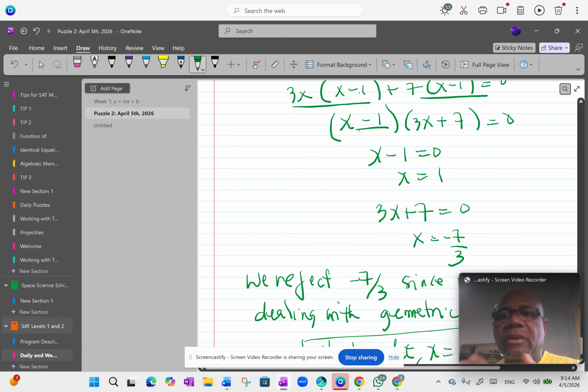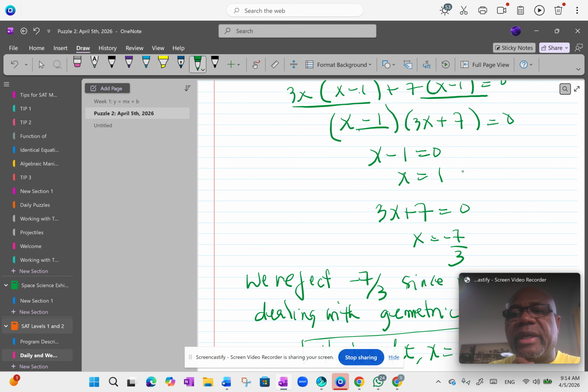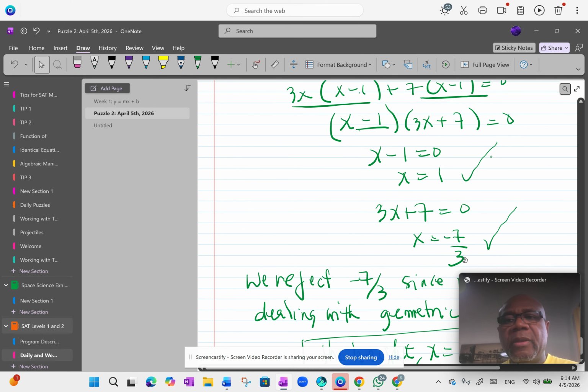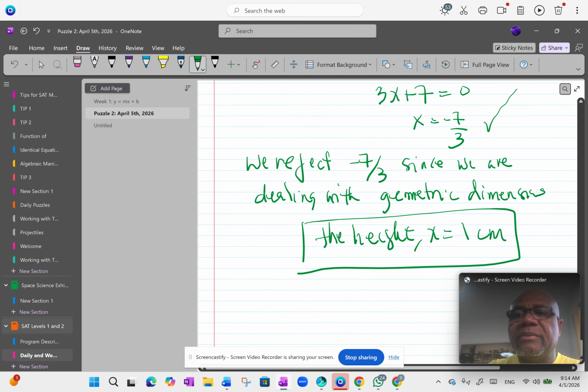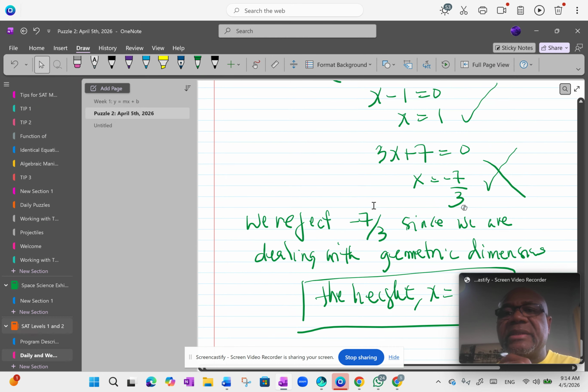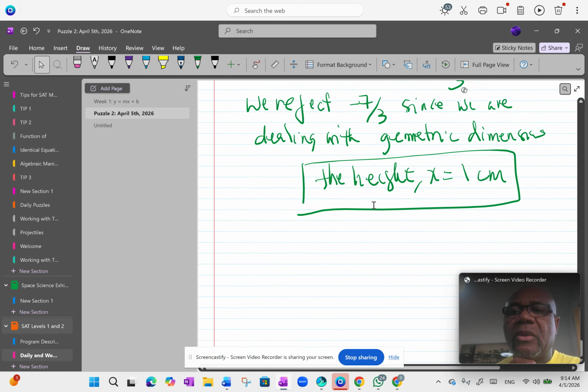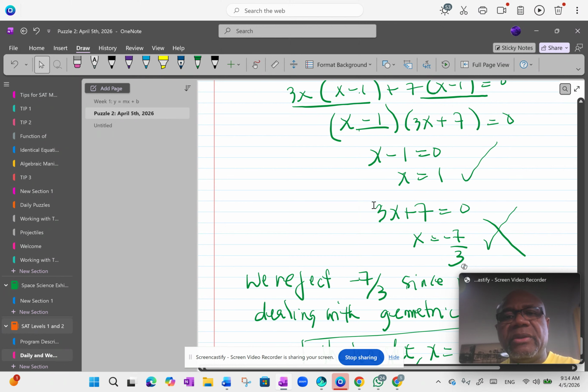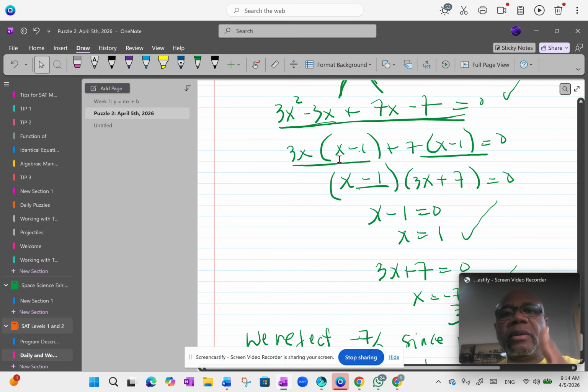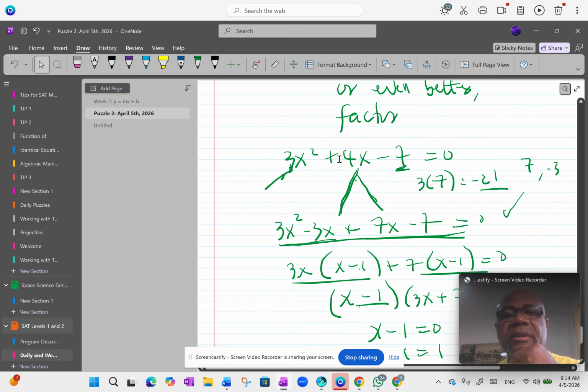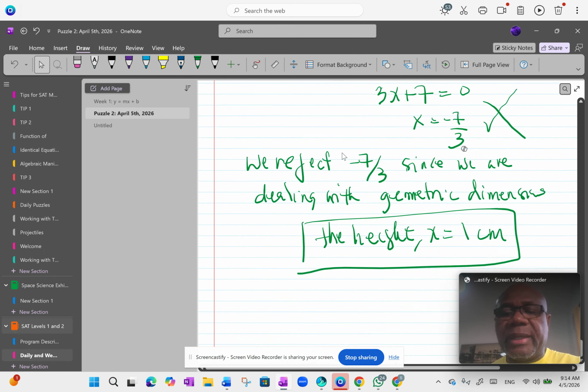And now we solve for x. We set each factor equal to 0 and solve for x. x equals 1, x equals negative 7 over 3. We reject this one because we are dealing with geometric dimensions, and therefore x equals 1 centimeter as the height. Are you with me? Pause the video, go over it step by step. Now, without looking at it, solve the problem yourself to make sure you get x equals 1.